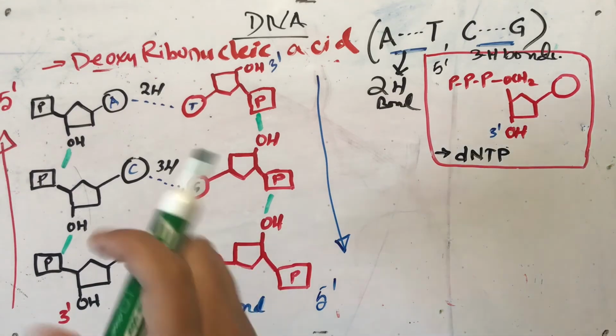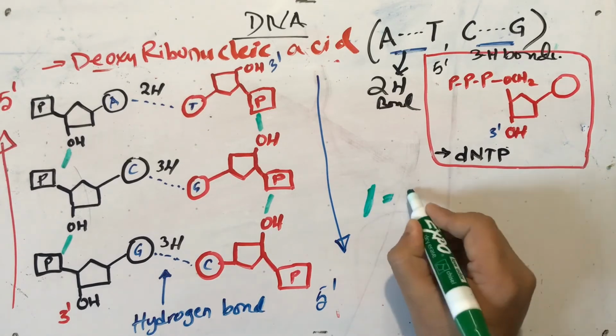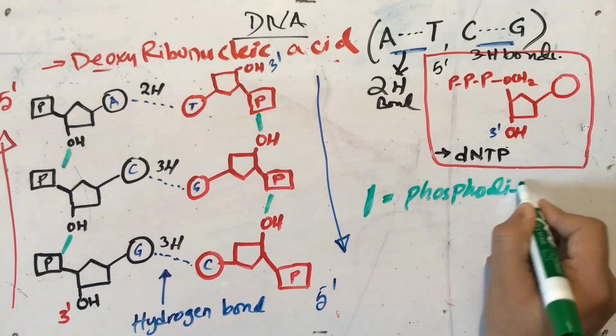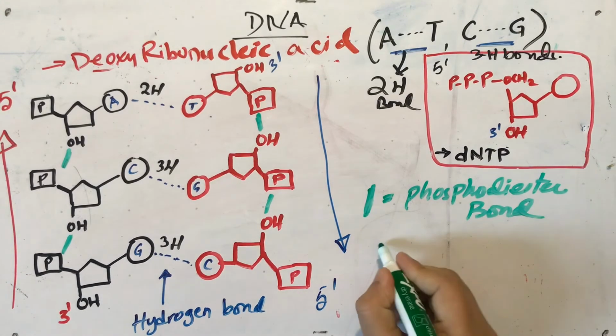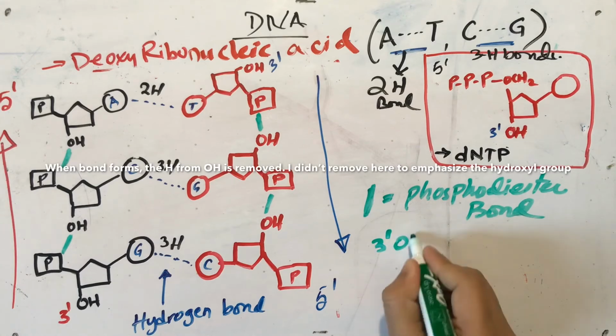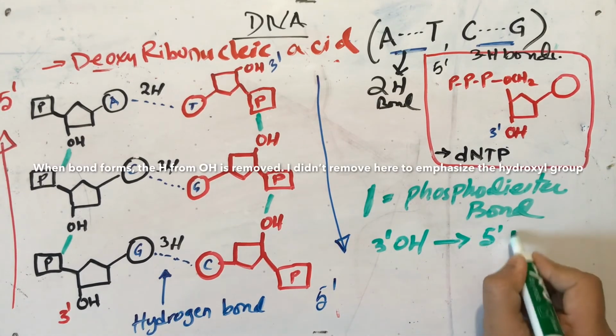This bonding right here, in a different color, is a specific bond. The name of this bond is phosphodiester bond. Okay, that's the name of the bond. So that's the bond between the 3' OH and the 5' phosphate.